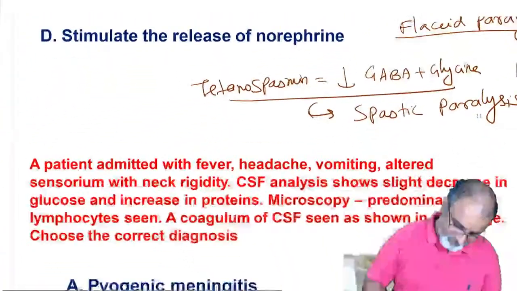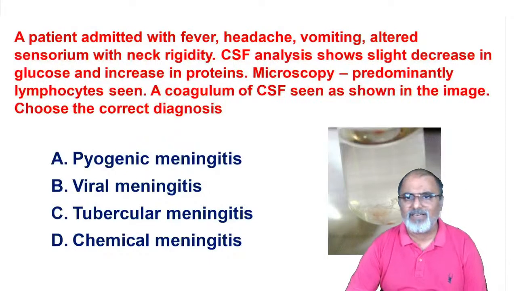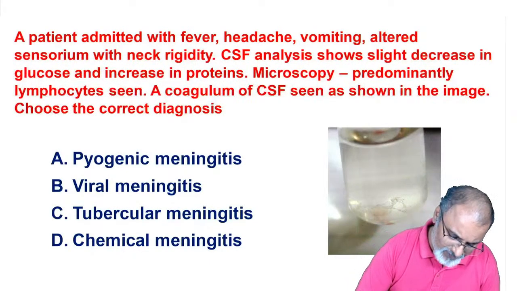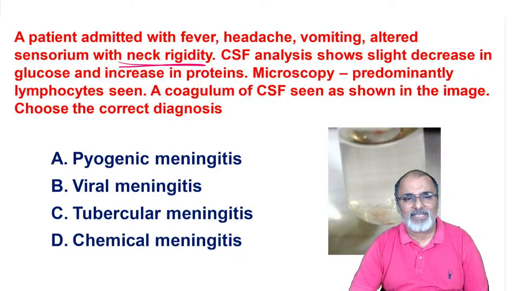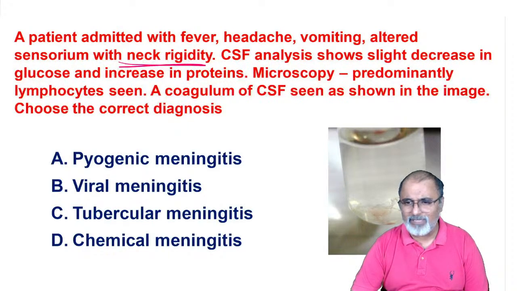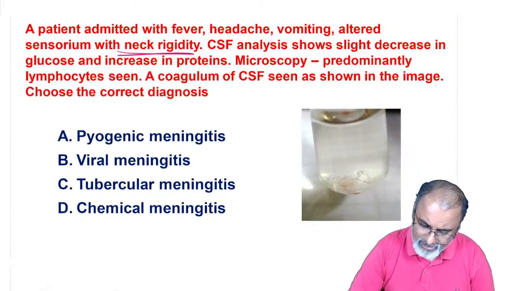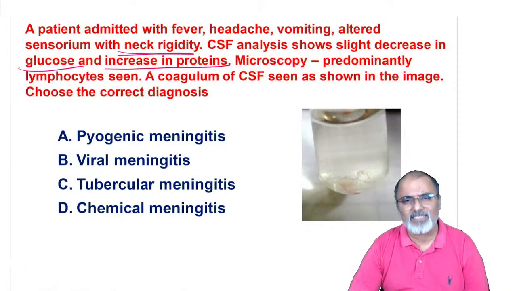Next is, a patient admitted with fever, headache, vomiting, altered sensorium, with neck rigidity. What else do you want? In one line I can give the diagnosis: a case of meningitis, where there is neck rigidity, altered sensorium, headache, vomiting. CSF analysis shows a slight decrease in glucose and increase in protein, maybe bacterial.